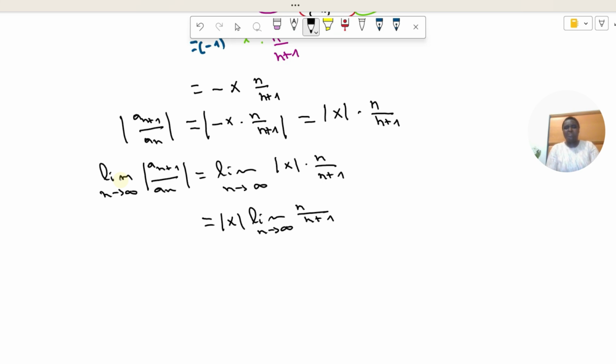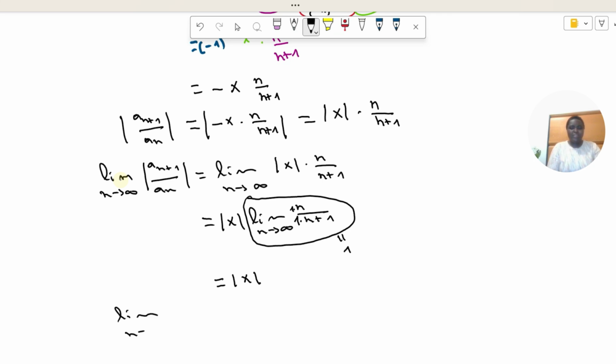We have the same degree on the denominator and on the numerator. So this limit will be the coefficient in front of n here, this is 1, and the coefficient here, this is 1 over n. So then this limit will be equal to 1. So then we have the absolute value of x. Alright, and then finally we have the limit when n tends to infinity of our ratio a(n+1) over a(n) is less than 1 if and only if the absolute value of x is less than 1.